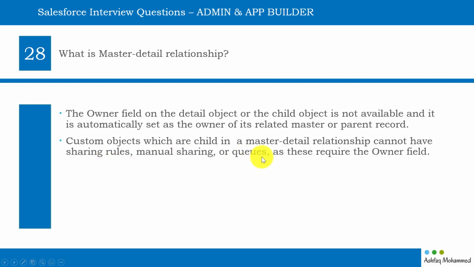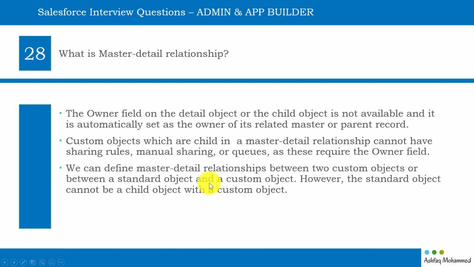And queues, you cannot create queues for the child record, as these require the owner field. These are the nitty-gritties of master detail. It is good to know this, and it will be easier when you're working. The next point is we can define a master detail relationship between two custom objects, or between a standard object and a custom object. So we can have two custom objects for master detail relationship, and we can have a combination of a standard object as well as a custom object to make the master detail relationship.